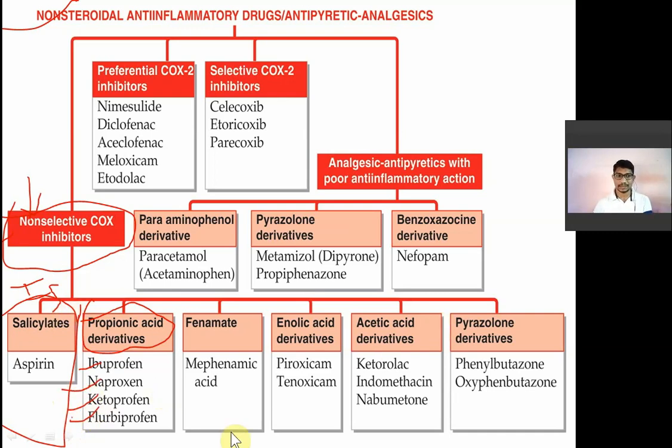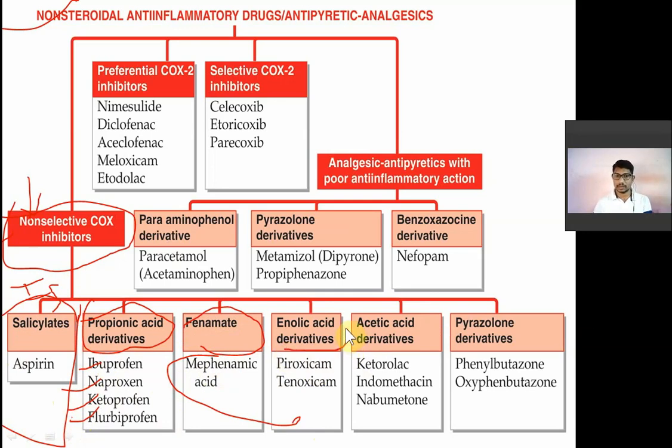Then the next class is the fenamates, also known as fenamic acid derivatives. In that you have mefenamic acid and flufenamic acid. The next class is the enolic acid derivatives, also known as oxicams.